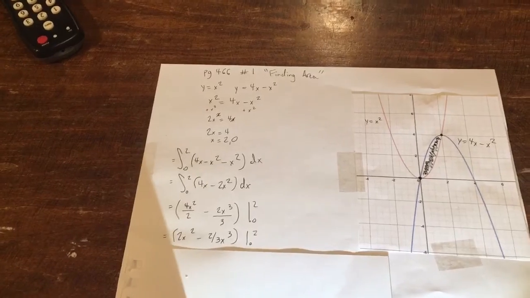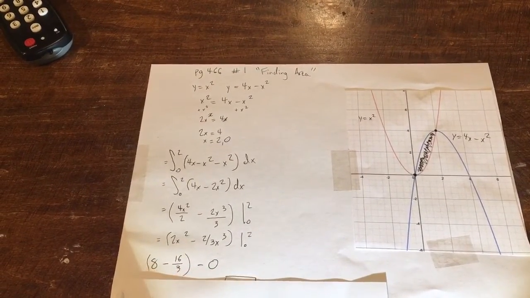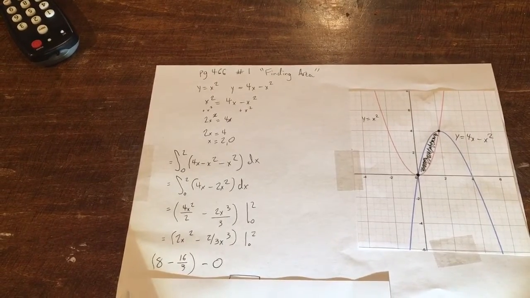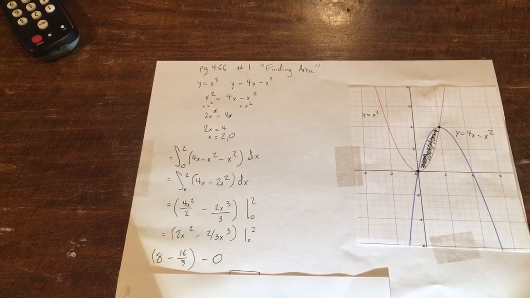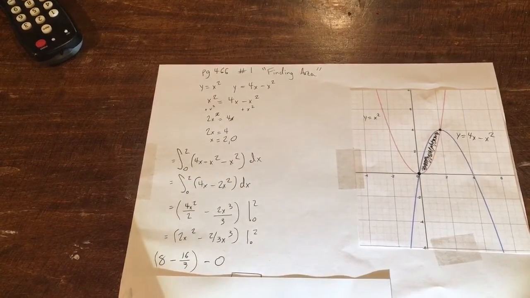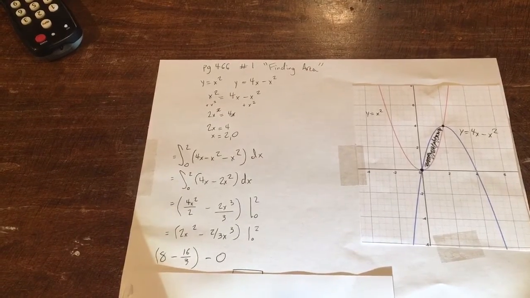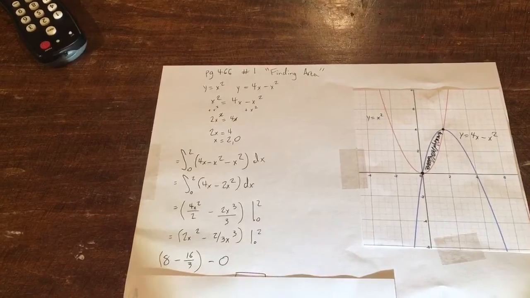And now you just plug in your points. So your points being 2 and 0. So 2 squared is 4 times 2 is 8 minus 2 to the third, which is 8 times 2/3, which is 16/3. And then if you plug 0 in, you'll get 0. So that doesn't factor into the answer.